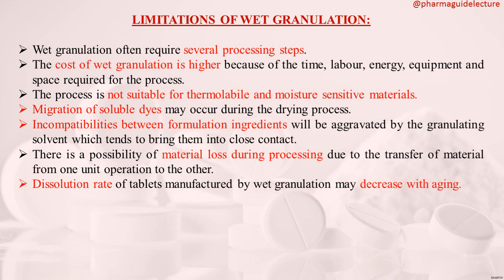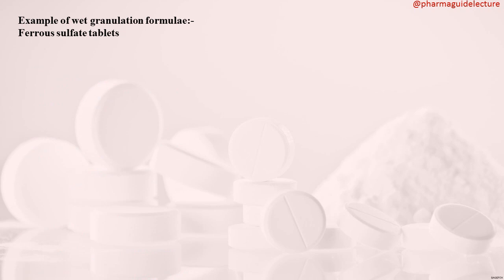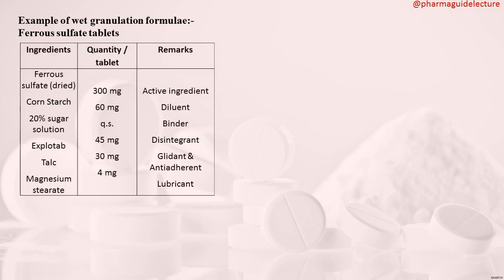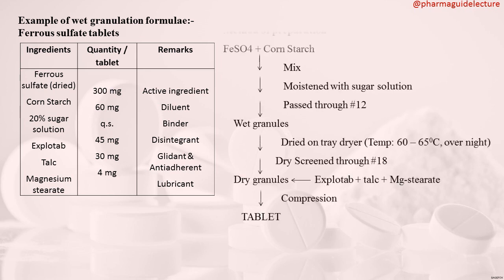It may happen sometimes. Now we'll discuss one example, the formulation of ferrous sulfate tablets using the wet granulation method. Ferrous sulfate 300 mg is the active ingredient, cornstarch 60 mg is the diluent, 20% sugar solution is the binder, Explotab 45 mg is the disintegrant, talc 30 mg is the glidant and antiadherent, and magnesium stearate 4 mg is the lubricant.